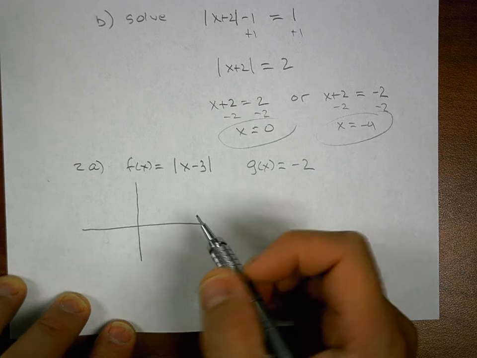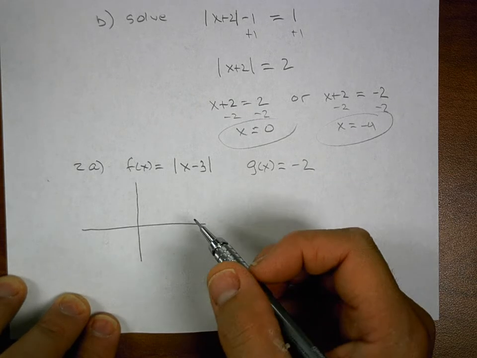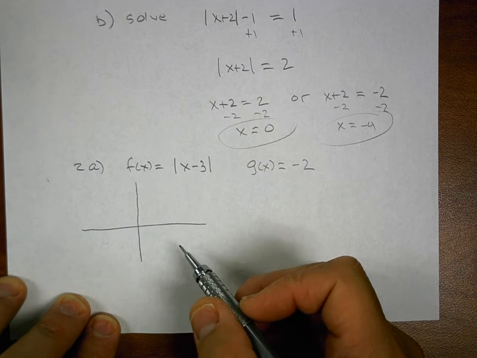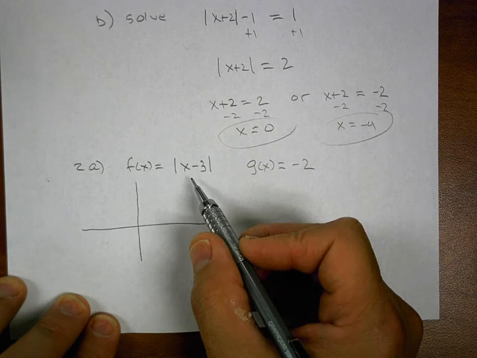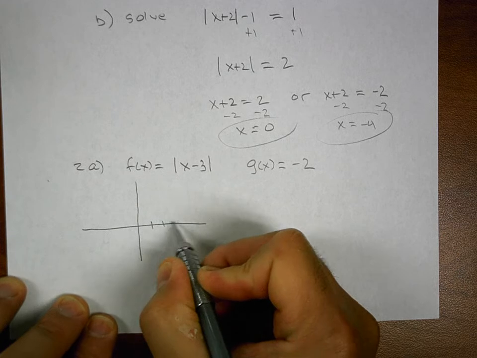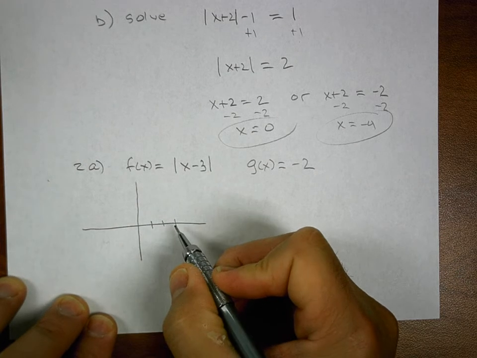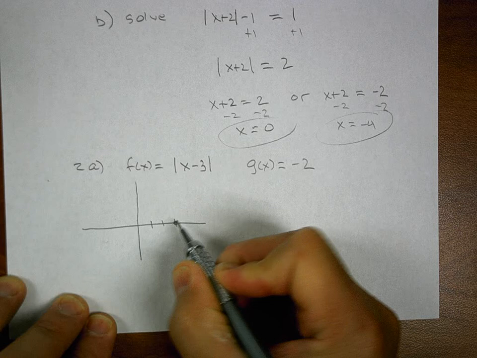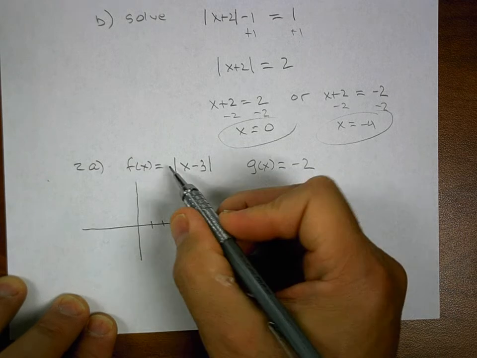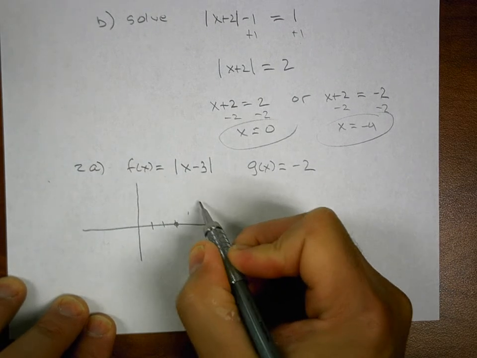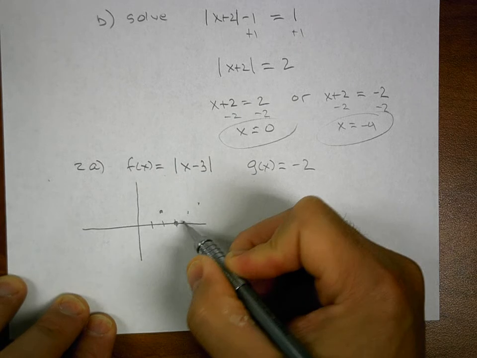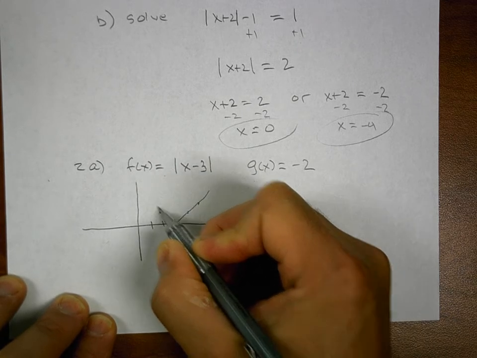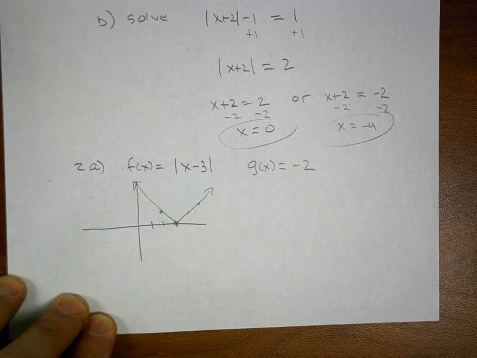All right, so the absolute value. So this one shifts to the, which direction? Right. 3. 1, 2, 3. Does it go up and down? No. There we go. Slope is 1. There you go. Up 1 over 1, up 1 over 1, up 1, back 1. Okay, so there's our V. That's the absolute value graph.